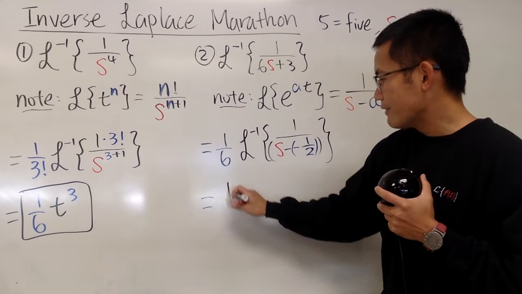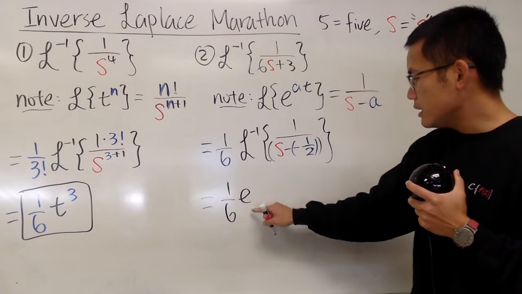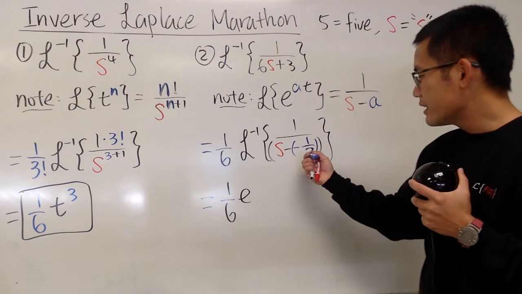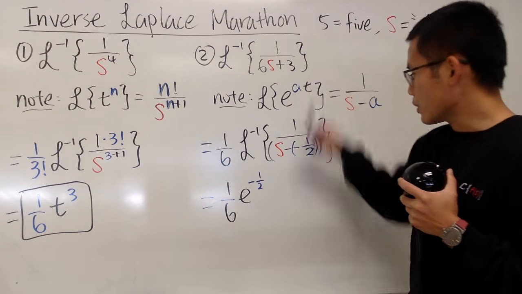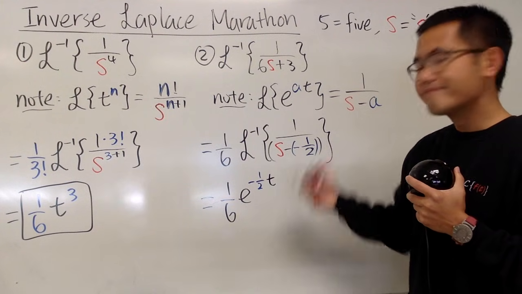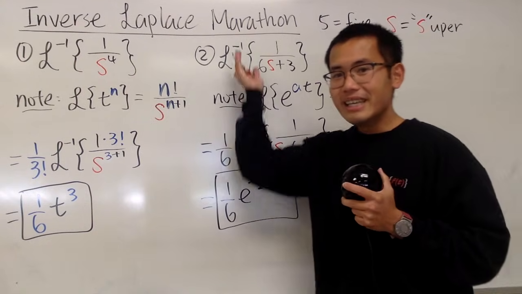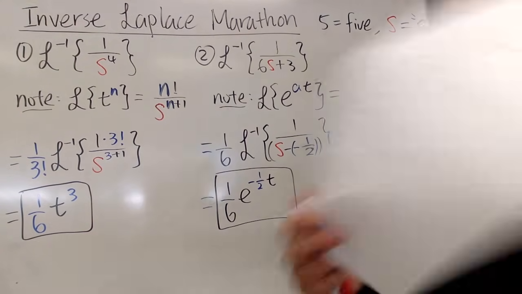Well, here we have the 1 over 6. And to go back, of course, it's just e to this power times t. Therefore, we have negative 1/2 right here, and then we multiply by t, like this. Done. Do we need a plus c? Of course, no. This is the inverse Laplace, right? So that's pretty much it, right?